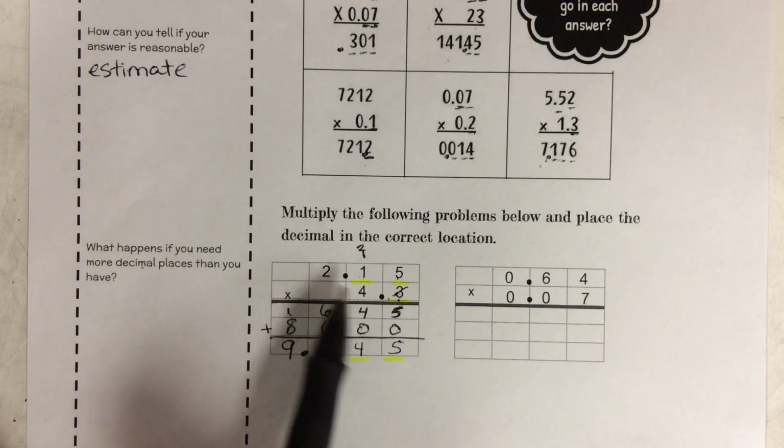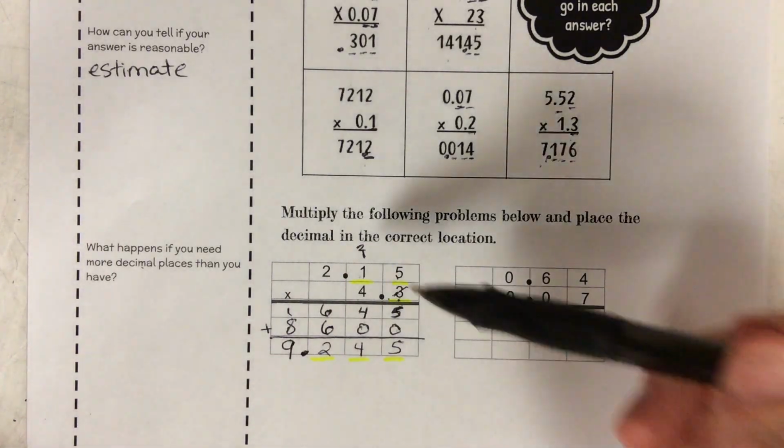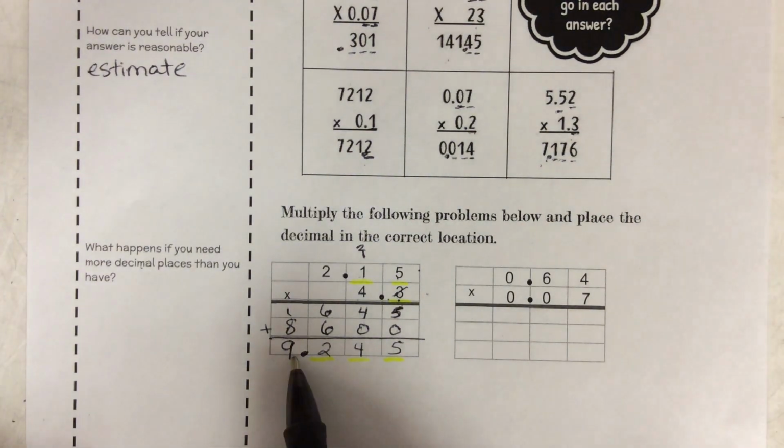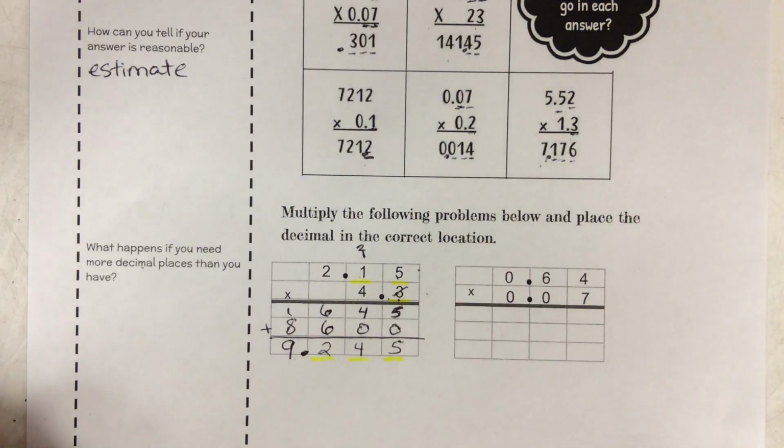Okay, but 2 times 4 is 8. So it's a little bit more than 8 because this is a little bit more than 2 and a little bit more than 4. So my answer is going to be a little bit more than 8. And 9 looks like it's a little bit more than 8. It's better than 92, okay?